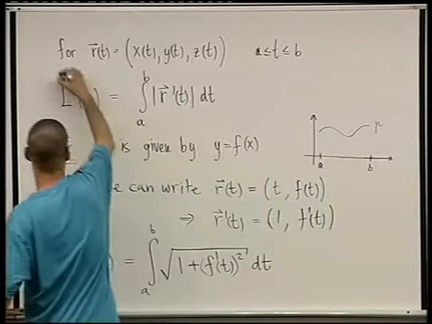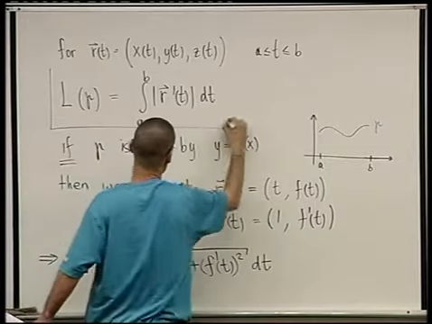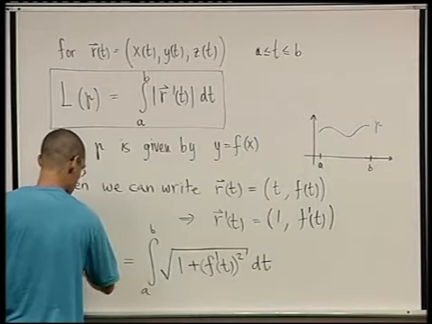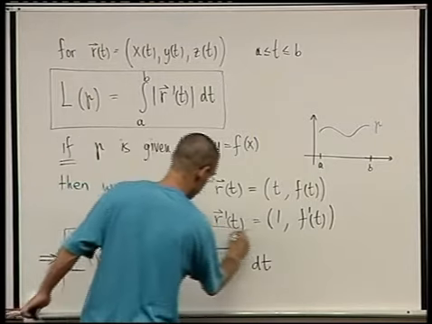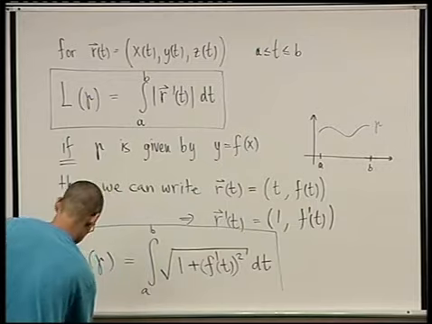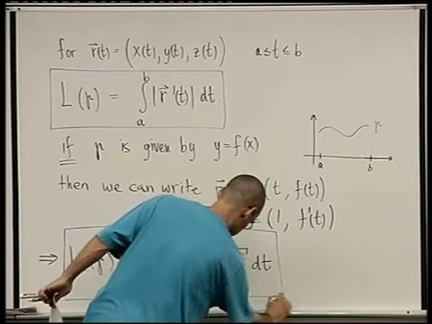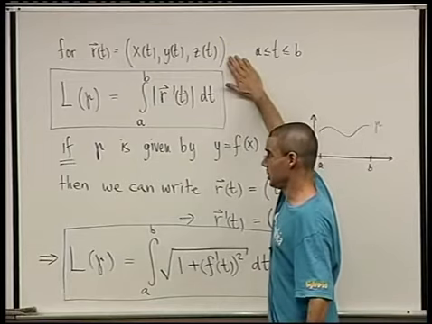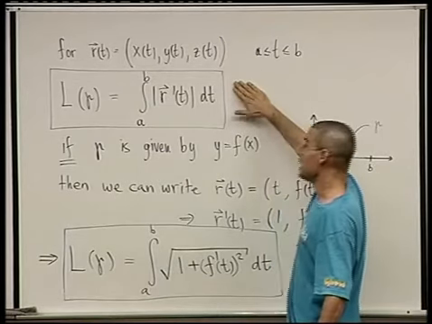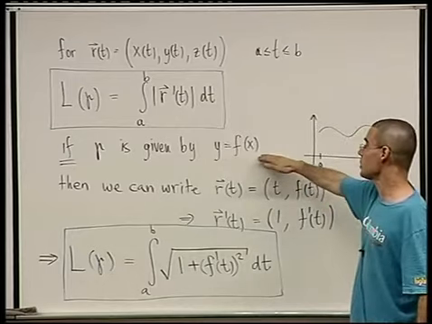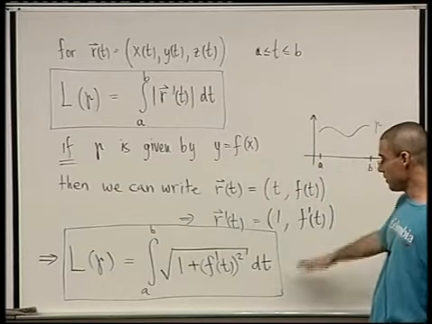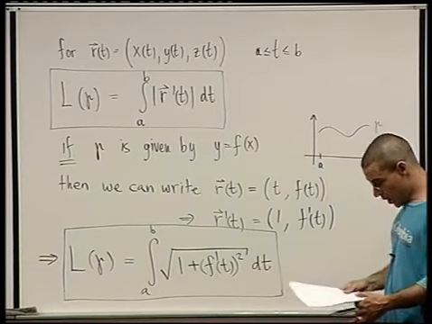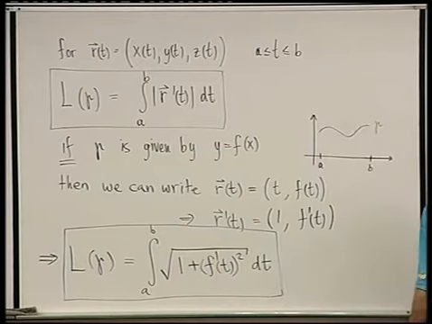Okay, so let's put some boxes here to highlight the important formulas that we need to remember. So for a general parametrization of a general curve, this is the length. If the curve, in the specific case, is just the graph of a function in one variable, this is what we get for the length. Okay, let's do a quick example.